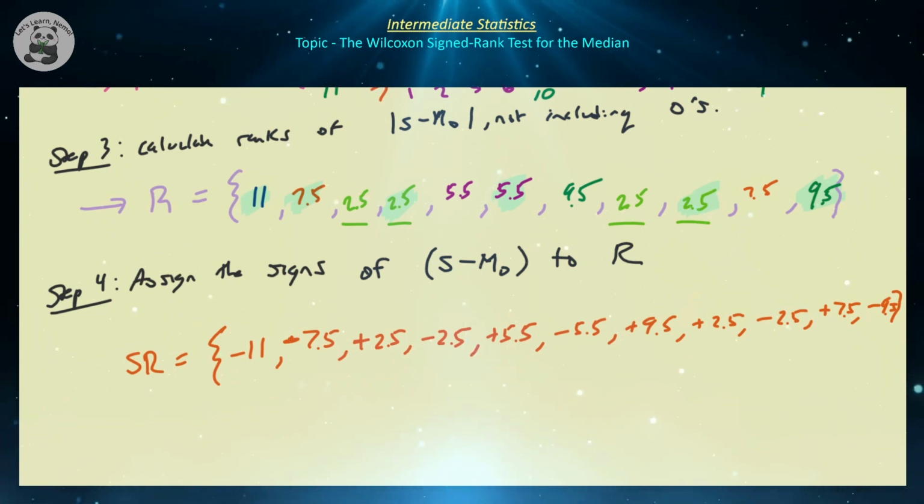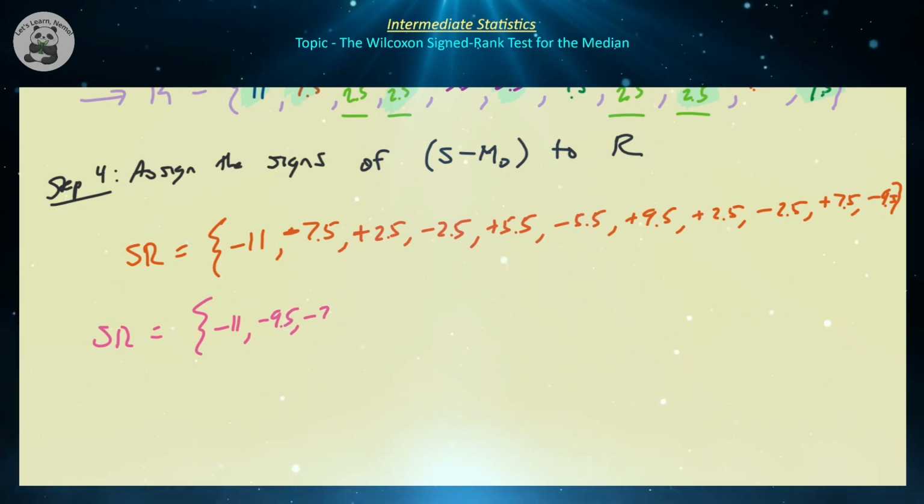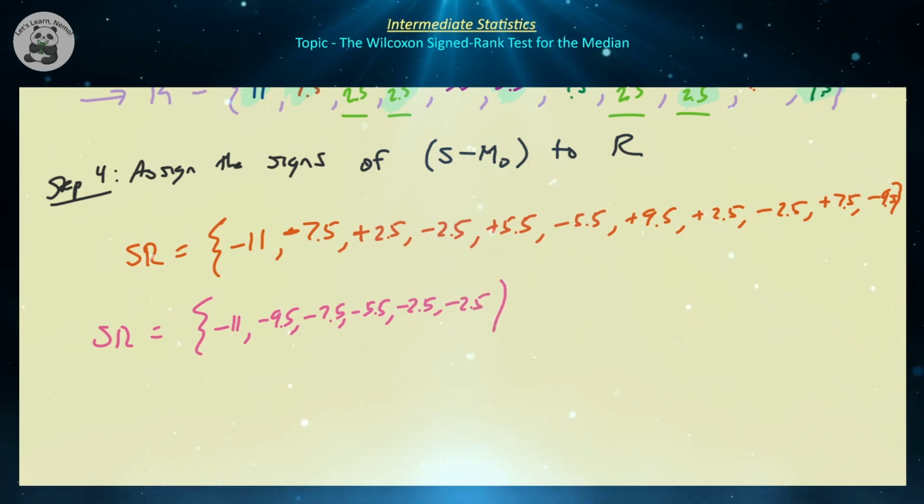So once you have those, you can probably sort them, or you could have sorted them earlier on if it makes you feel any better. So let's actually sort this to make it a little bit cleaner to look at. So we're going to have minus 11, minus 9.5, minus 7.5, minus 5.5, minus 2.5 twice. And then we're going to have our positive 2.5, 1.5, actually no, 2.5 as well. And then we're going to have 5.5, 7.5, and 9.5 accordingly.